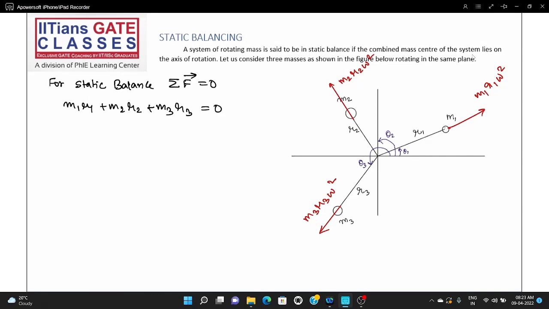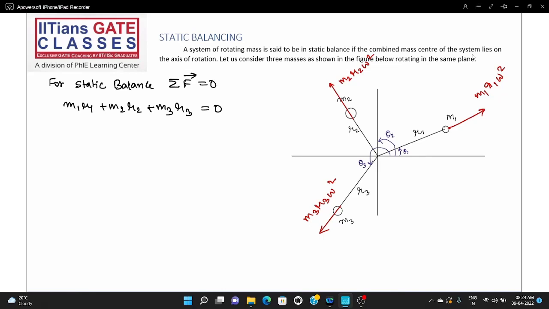Now, numerically, they might not be equal to 0. You have to consider the vector, right? So, how to go about this? How to find out? Because numerically, M1 R1, M2 R2, M3 R3 might not be 0, right? So how to go about it? So you can do it mathematically or you can do it graphically.